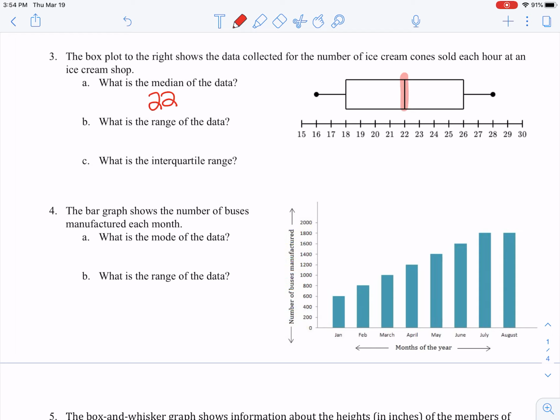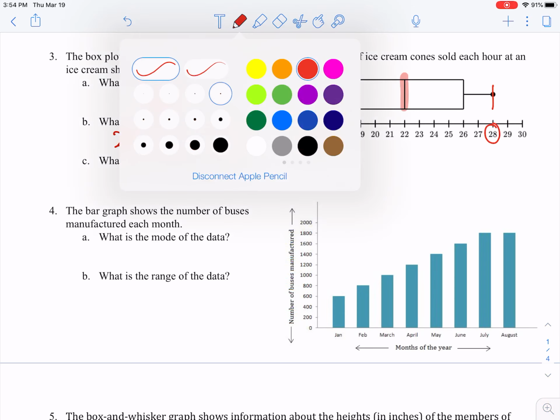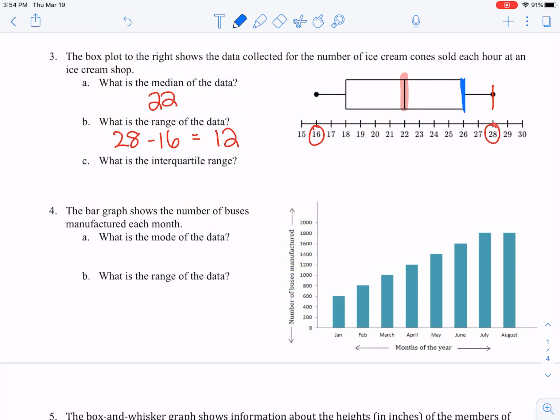B, what is the range of the data? Range is the largest number minus the smallest number. So we know that 28 is the largest, 16 is the smallest. So we just need to subtract those 2 together. 28 minus 16, that gives you 12. C, what is the interquartile range? So we know that the interquartile range is inside the box. So that line right there and this line right here, if you subtract it together, 26 minus 18 should give you the interquartile range, which should be 8.